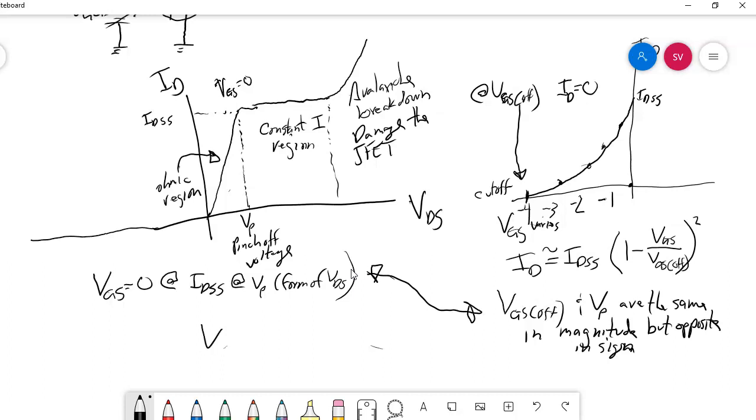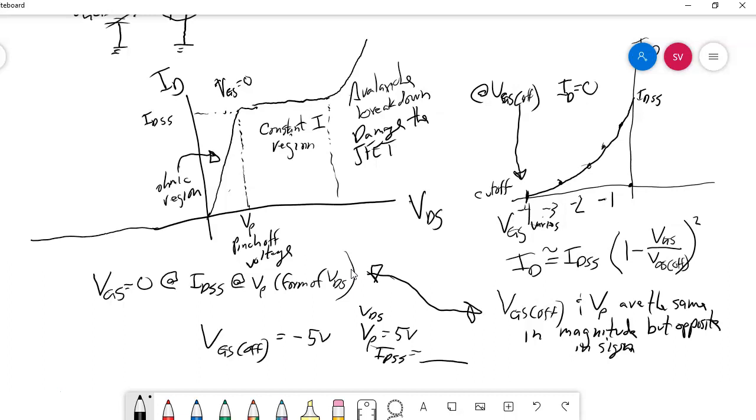So for instance, if you're given in the problem, it says VGS cutoff is minus 5 volts. Then therefore, the pinch-off voltage will be at 5 volts, which is a form of VDS. So if I'm at the pinch-off voltage, I know I'm operating at maximum drain current, and usually that'd be given in your problem. So now you could use this to solve the JFET circuit.